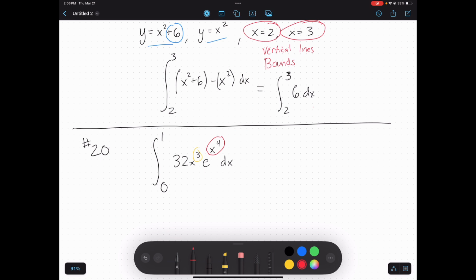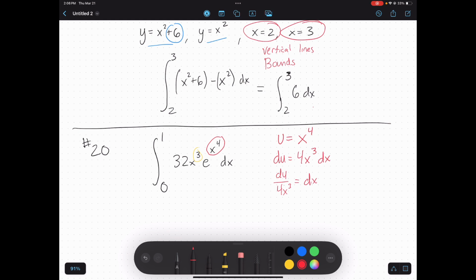This is not integration by parts. This is integration by substitution. I'm going to set u equal to x to the 4th. And what is du equal to? I use my differential. I get 4x cubed dx. Solve for dx, and I get du over 4x cubed.